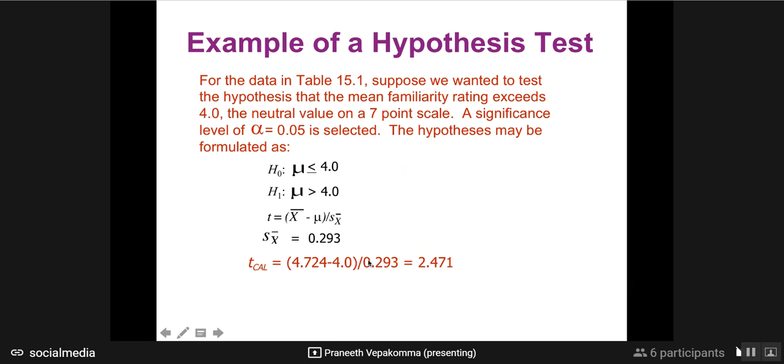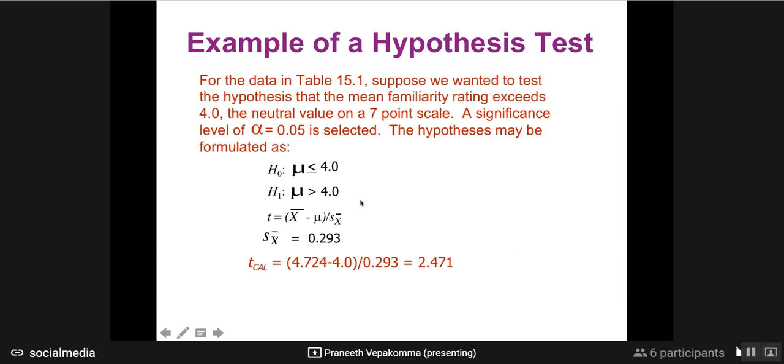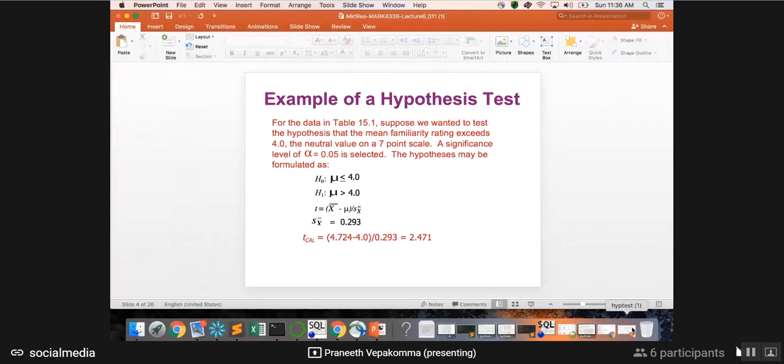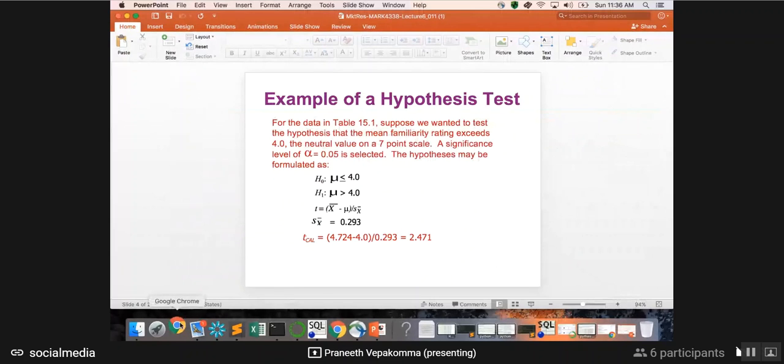So now you want to see, if you measured an average of 4.7 with a deviation of plus or minus 0.293, this is your error bar around what you're measuring. Now the question is, is it significantly different from the 4 or not? And based on that, you can go with H0 or you go with H1. Is it significantly smaller or bigger? So this is your calculated value. Now this is where I need to draw something before you really get this concept. So what I will do is actually draw something.